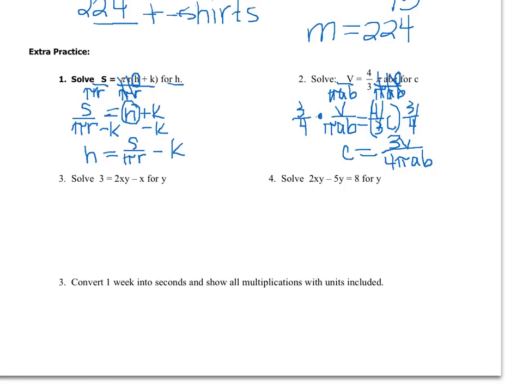Pause the video and try to solve for y. Oops, I'm sorry, don't solve for y. Try and solve it for x. We want to solve for x here. Okay, so notice there's an x here and an x here. We cannot solve for x when there are two of them, so we've got to bring those together.